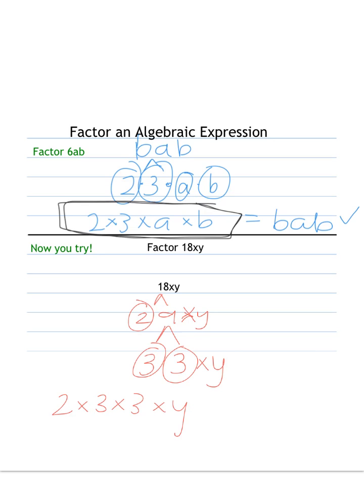Oops. Sorry, that's our times y times x. Okay, so this might be where a dot would be a good idea, because we are using the variable x, so it gets kind of confusing. But we could write this as 2 times 3 squared times y times x.